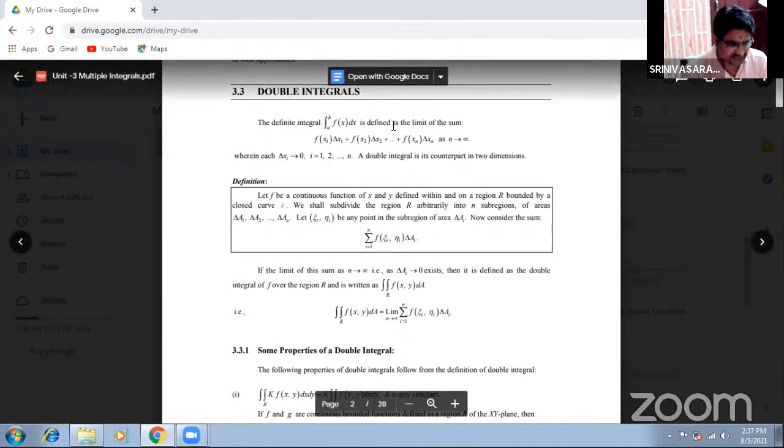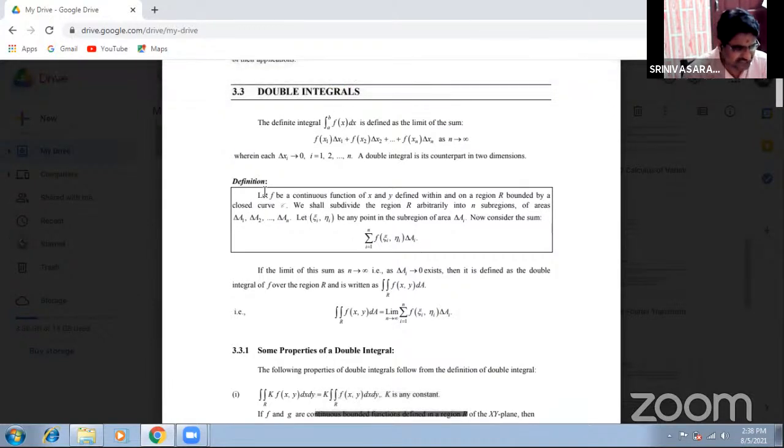Either one integral on the x-axis and another on the y-axis, and the yz plane and the yz and zx dimensions are also referred to here. Now that is called the double integral concept. Here the clear definition is given.